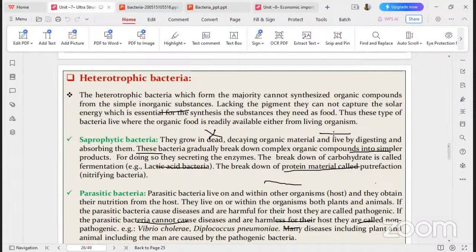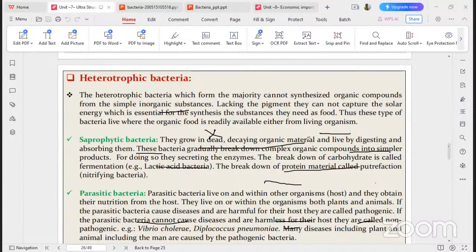Saprophytic bacteria means which grow on dead and decaying organic matter, and it digests and does the cleavage. That's why they are also called scavengers. They clean the environment. They break down the complex organic matter, proteins, lipids into simple minerals. Mineralization and humification will take place by these saprophytic fungi and bacteria.